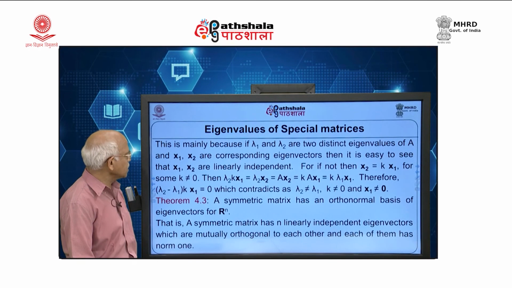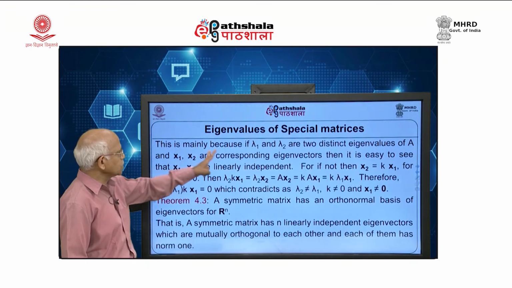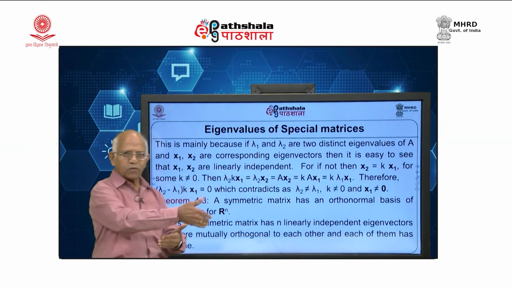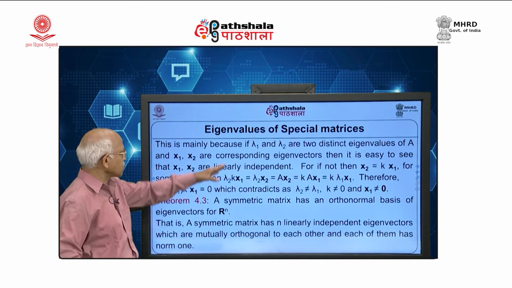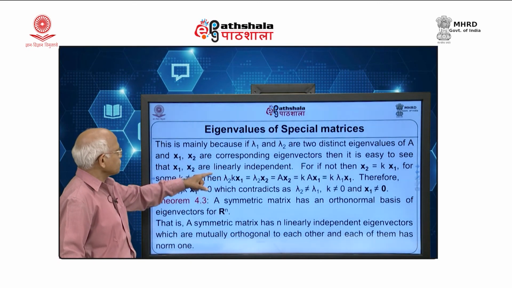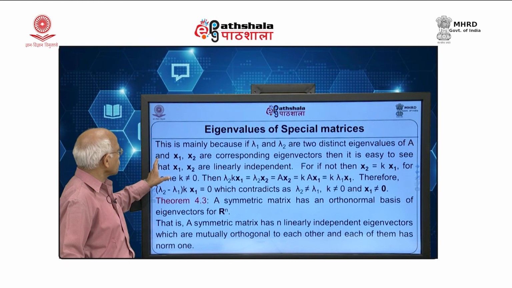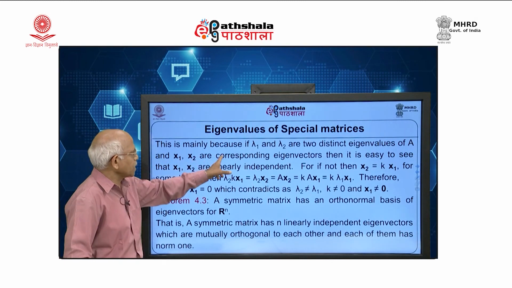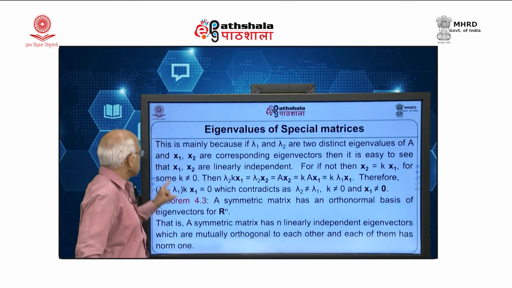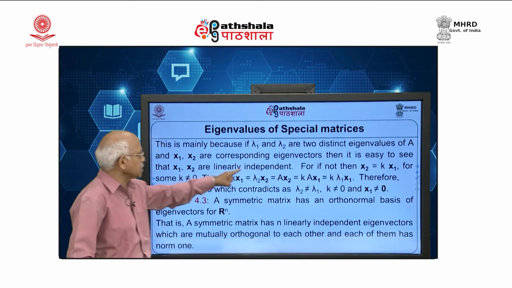What we will see here is, suppose you have two distinct eigenvalues, then the corresponding vectors should be linearly independent, and that I am trying to show you here. If lambda1, lambda2 are distinct eigenvalues of A and x1, x2 bar are the corresponding eigenvectors, it is easy to see that x1 and x2 bar are linearly independent.